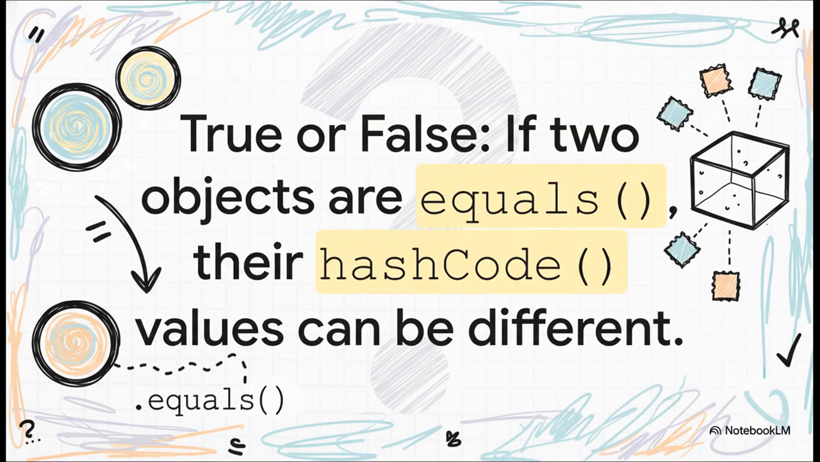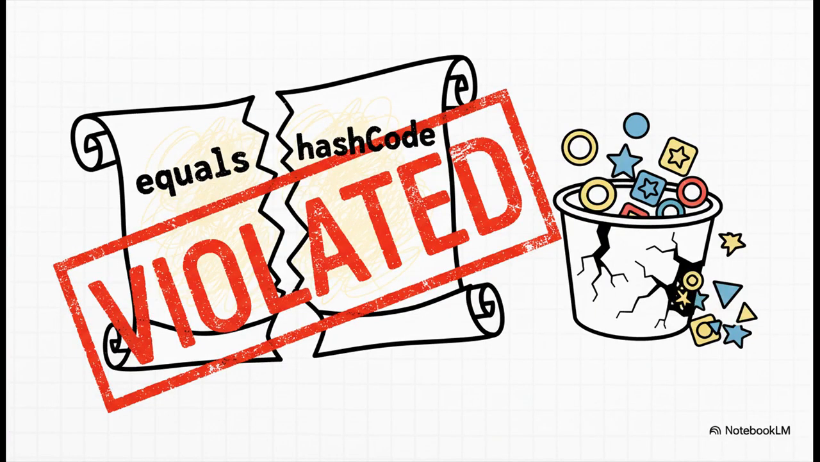Okay, next one. True or false? It's totally fine for two objects to be considered equal by the .equals method, but have different hash codes. That is absolutely 100% false. No way. This is the classic mistake we've been talking about. It directly violates the equals/hashCode contract, and it is a one-way ticket to buggy, unpredictable behavior in your collections.